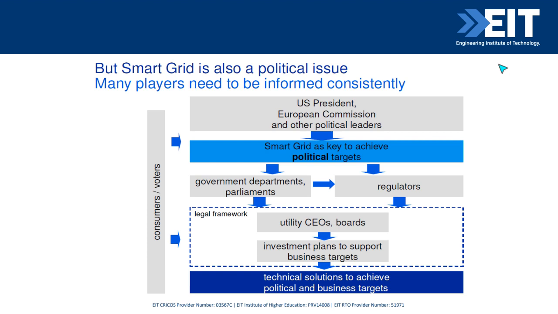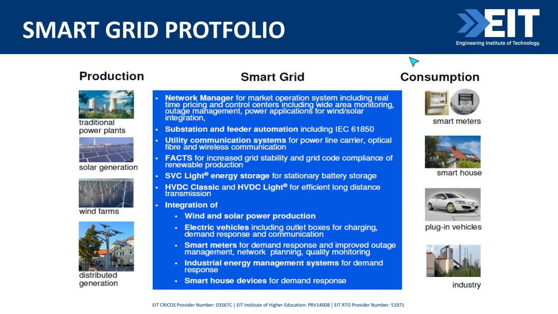So there are many players now in the smart grid area. So my portfolio, when I look at it carefully, I will find that my portfolio now has production, which could be traditional power plants, which I think will disappear in, they say, 2035. I don't think it'll disappear completely, but let us take what the government is talking about today. If that disappears, you will have solar, wind, all sorts of distributed generation. And the consumption could be by smart meters, by smart houses, plug-in electric vehicles, and the industry.